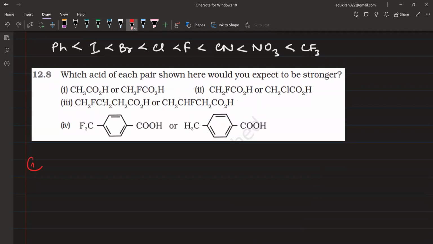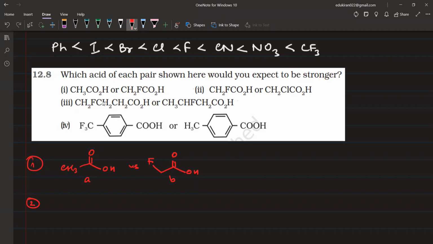Look at the structures in the first case. We have one carbon atom, CH3, here we have double bond O and OH versus double bond O and OH. Here we have a fluorine atom also, right? CH2 and fluorine. A or B, which is going to be more acidic.